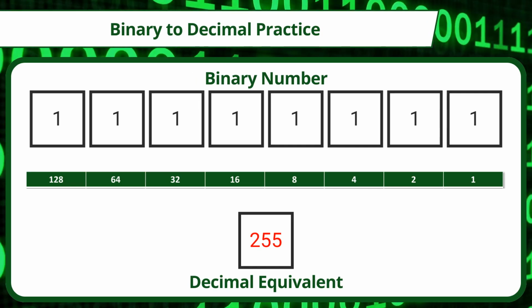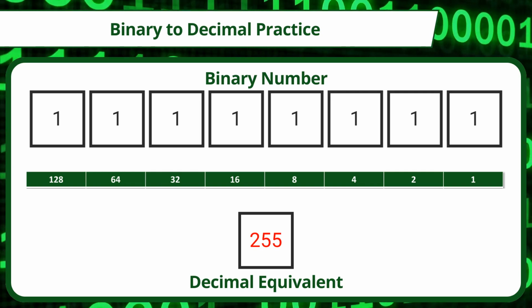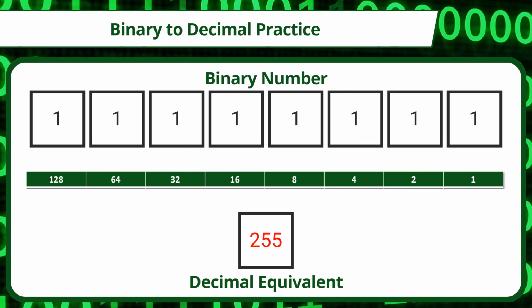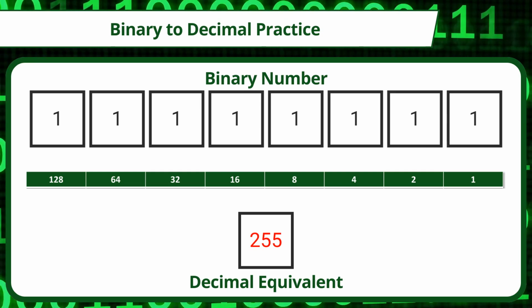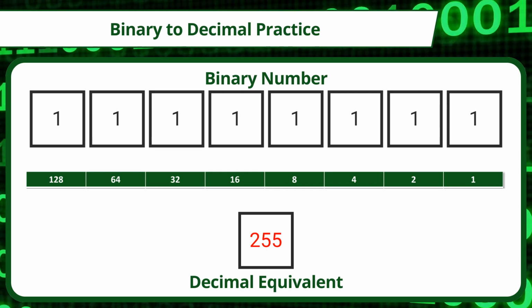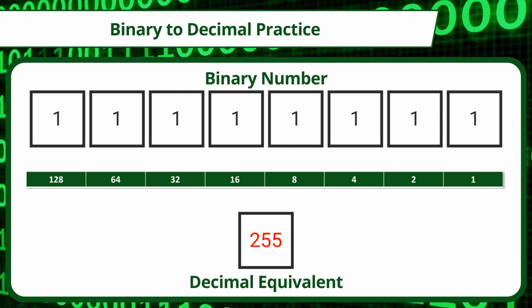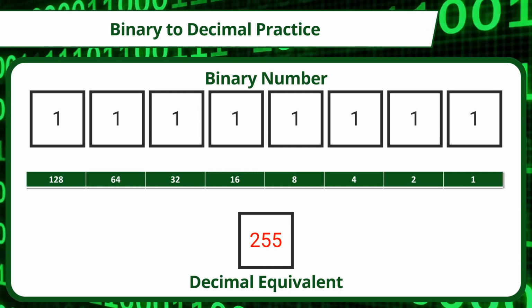If you ever need to count higher, like up to 256, you would need to add a 9th bit. That's how binary scales. Every new bit you add doubles the number of values you can represent. So the next time you see all ones in an 8-bit binary number, you don't need to stop and think, because you now instinctively know the total will always be 255.